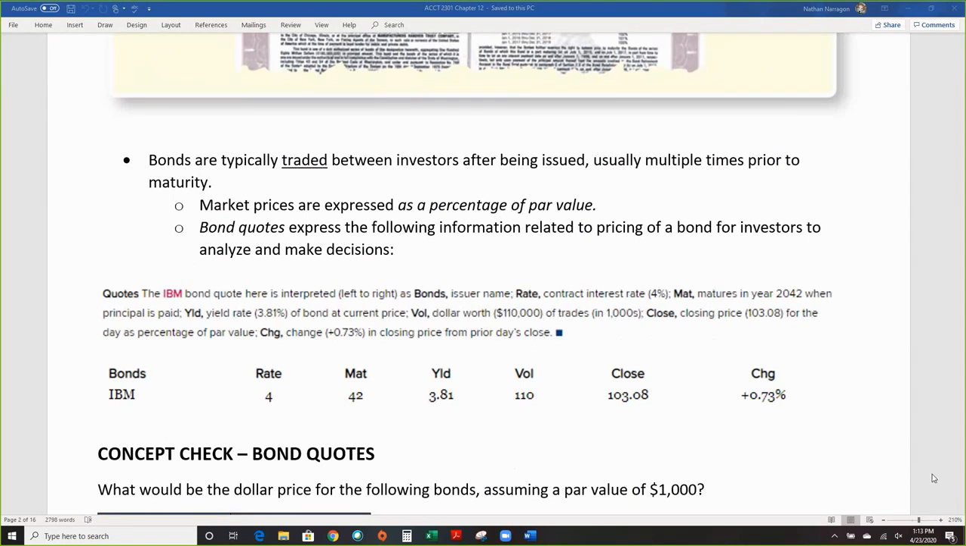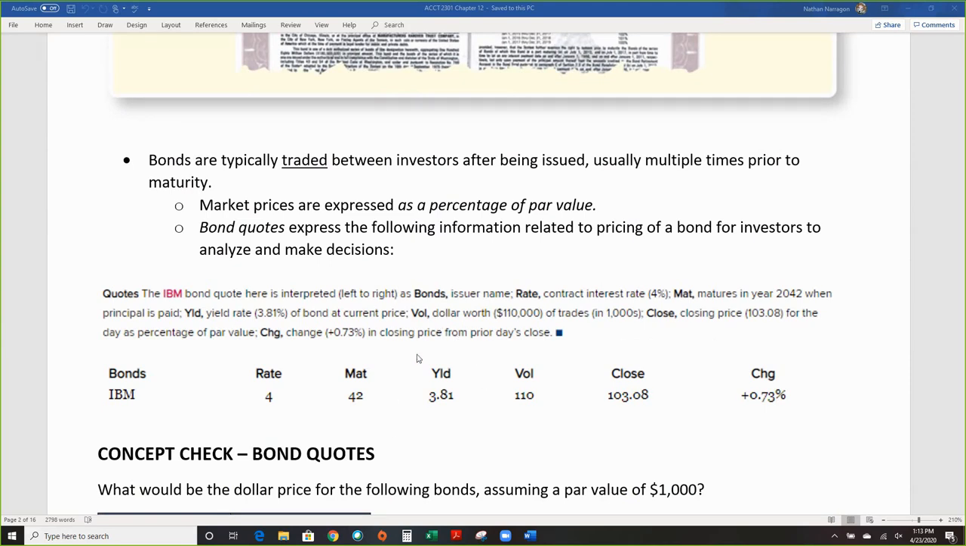It's got a rate of 4%, which is basically its interest rate. So if I purchase any of this bond, I will get a 4% interest from it. So those would be my payments. This is the maturity. That's going to mature in 2042. So, quite a long time.